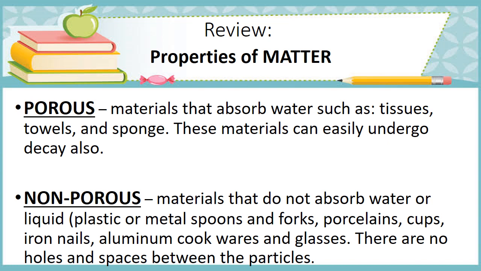Porous materials absorb water, such as tissues, towels, and sponge. These materials can easily undergo decay also. Non-porous materials do not absorb water or liquid. Examples are plastic or metal spoons and forks, porcelain cups, iron nails, aluminum cookwares, and glasses. There are no holes and spaces between the particles.